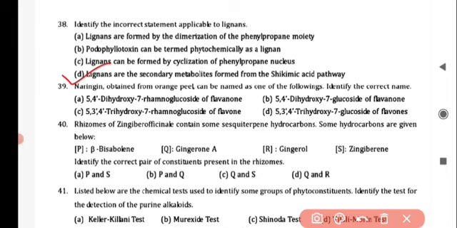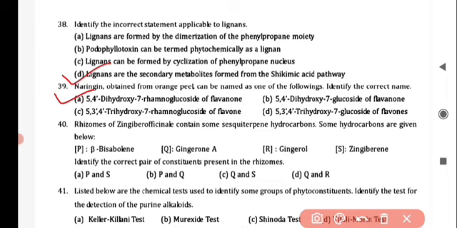Next question is naringenin obtained from orange peel can be named as one of the following. Identify the correct name. And the correct answer is option A, 5,4-dihydroxy 7-rhamnoglucoside of flavanone.